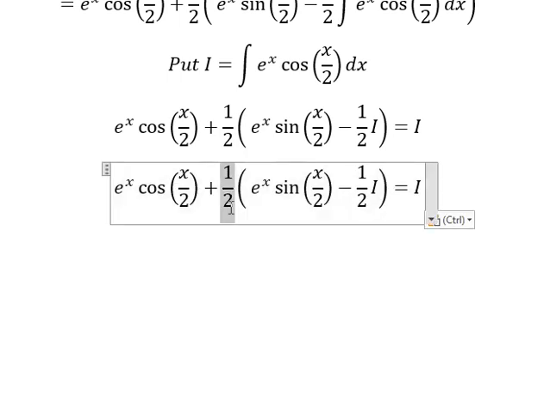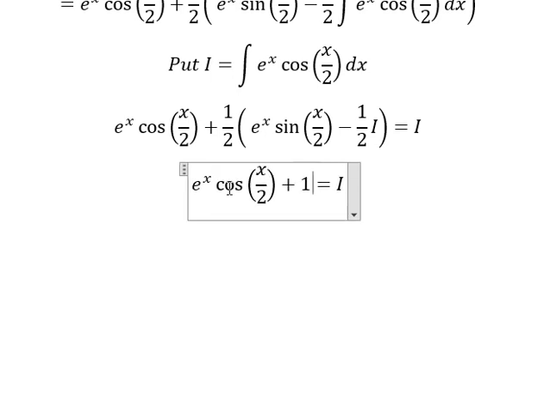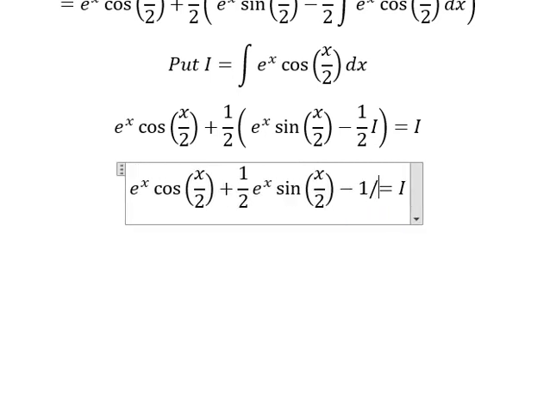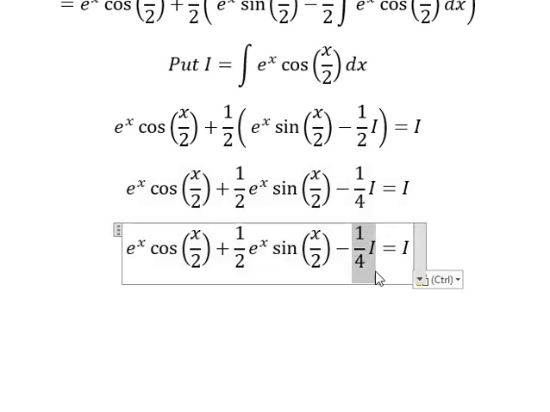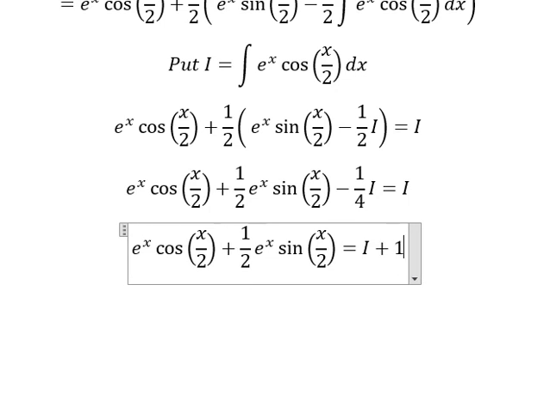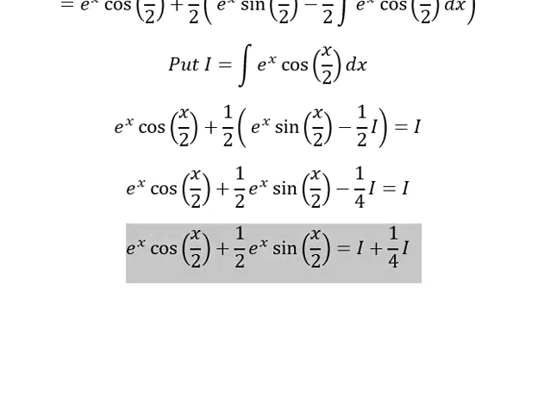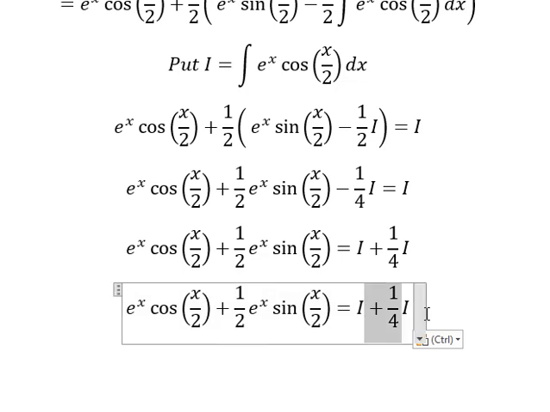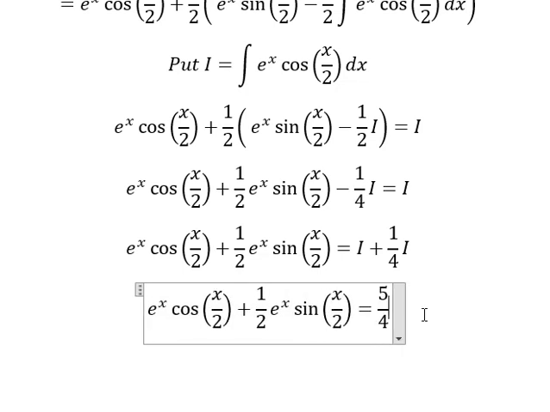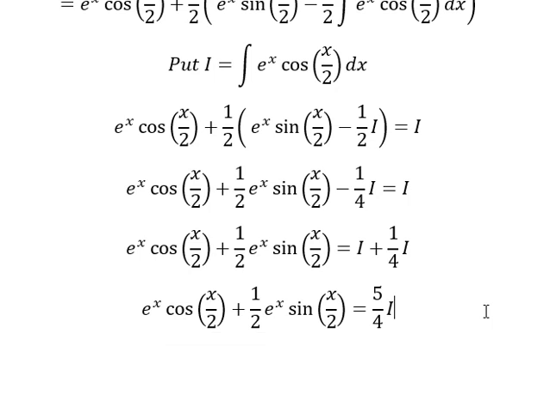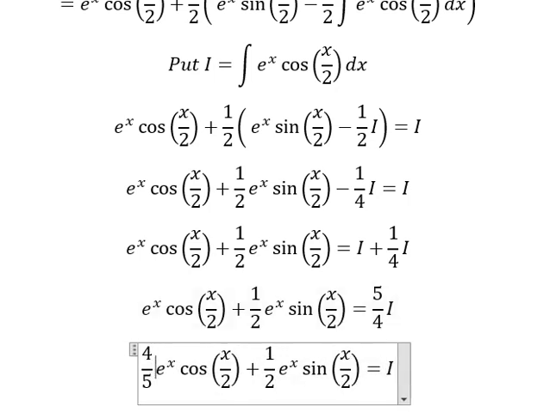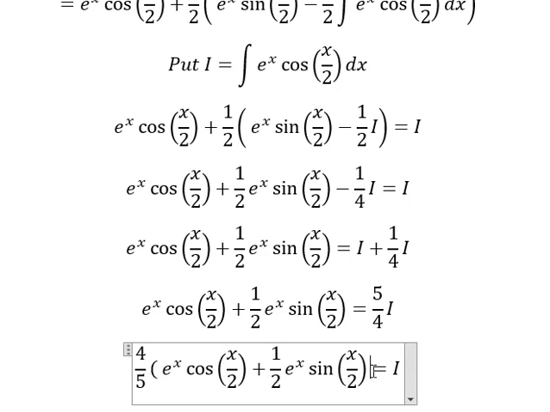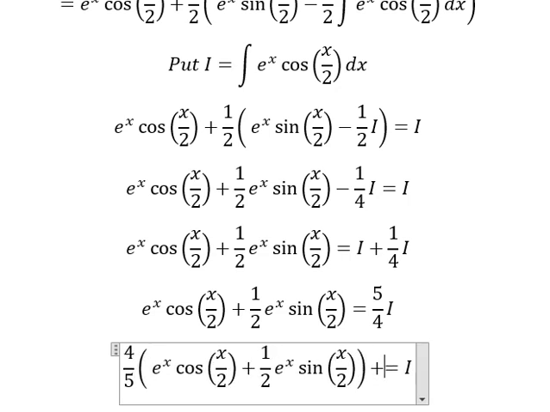Now we have 1 over 2 multiplied by this one and this one. Next, I will move this one to the right, and we have positive 1 over 4 I. So this one we have 5 over 4 I. Later, we divide both sides by this number in here. And then I will put plus c.